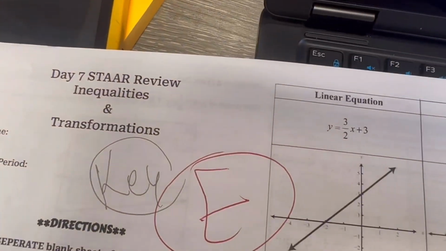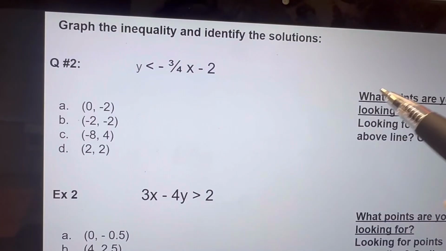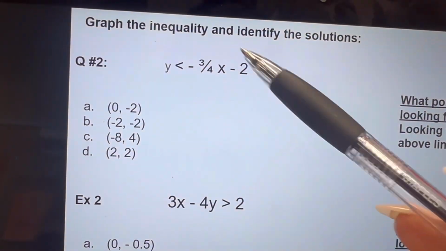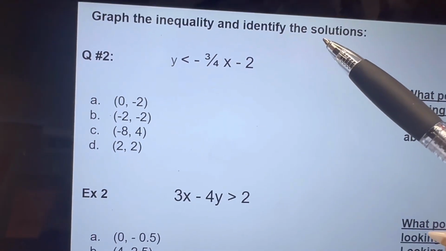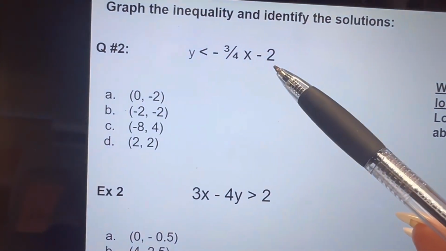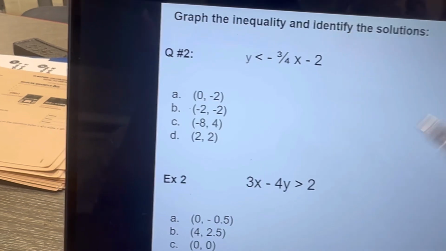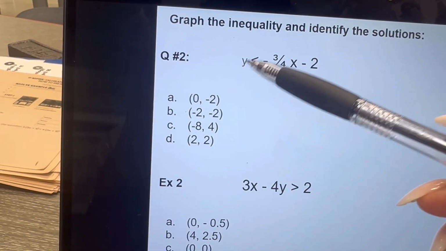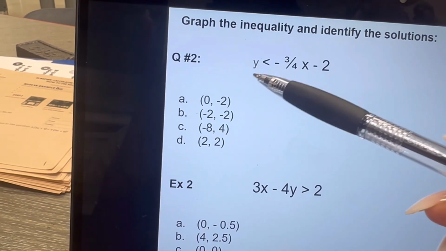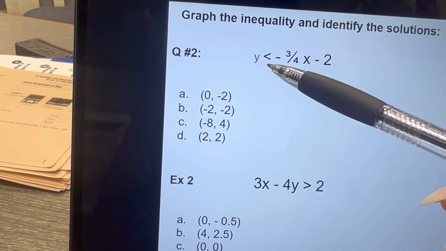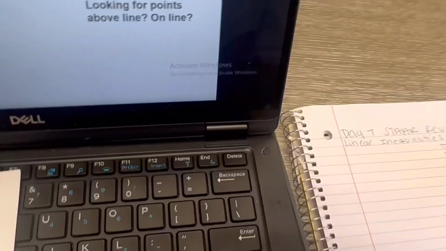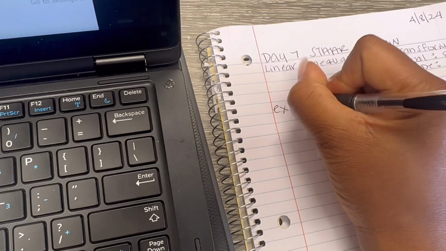So, graphing inequalities. Say you're given a problem where you are to graph the inequality and identify the solutions. What does that mean? Well, you graph this line and look for any points that are below this line. Okay? So, points below. The line we care about what is below. So, your first step, here's example 1.